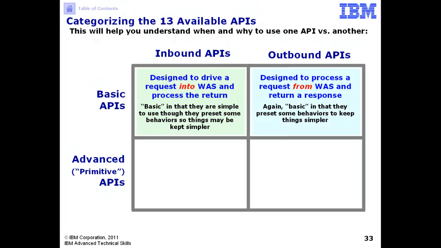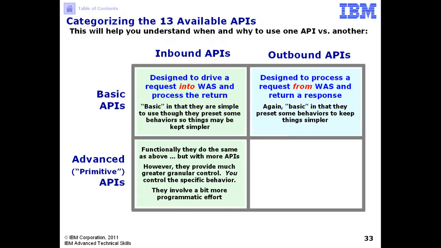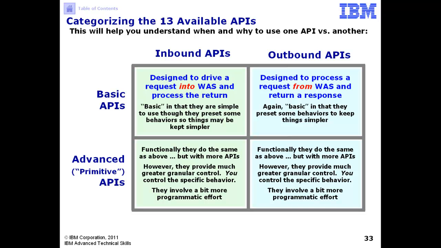The outbound basic APIs are used when you wish the Java program in WAS to initiate the conversation. Again, basic in that they are relatively simple to use with certain assumptions on behavior made by the IBM developers. The inbound advanced APIs provide the same function as the inbound basic, but they provide you much greater control over the programming behavior. The programming effort is a bit more, as you would expect. Outbound advanced APIs provide the same function as outbound basic, but with greater programming control given to you.